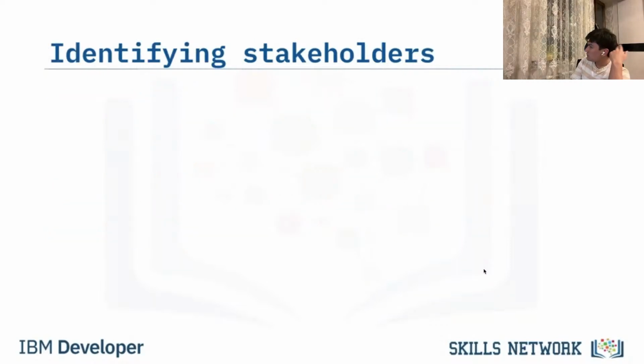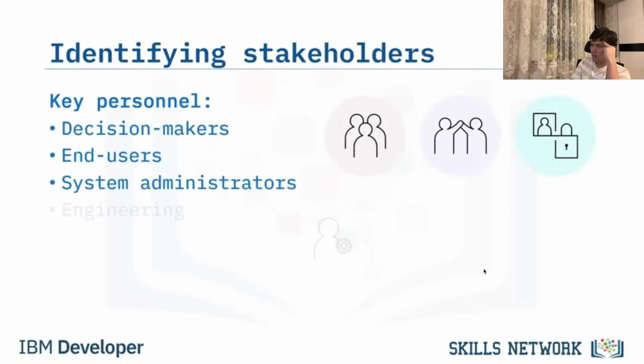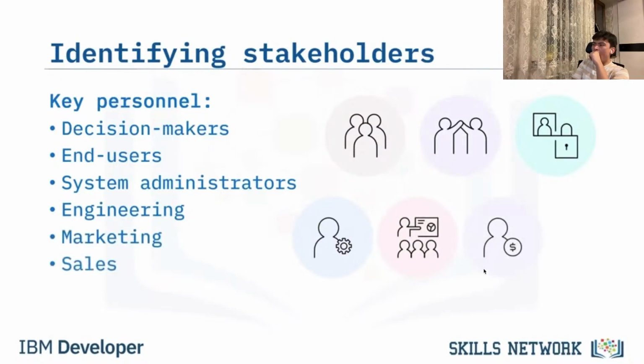Generally, the stakeholders work for the organization that requests the development of the software product. Key personnel from the organization may include decision makers, end users, system administrators, engineering, marketing, sales, and customer support personnel. It is good to have a representative from every group that the product affects.